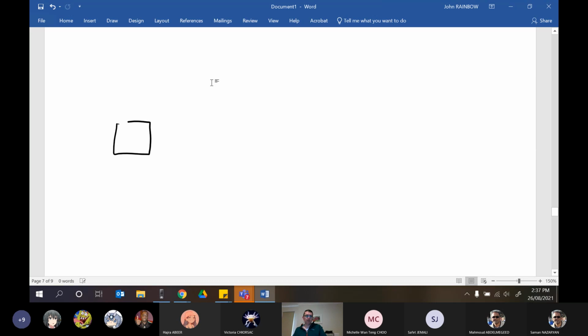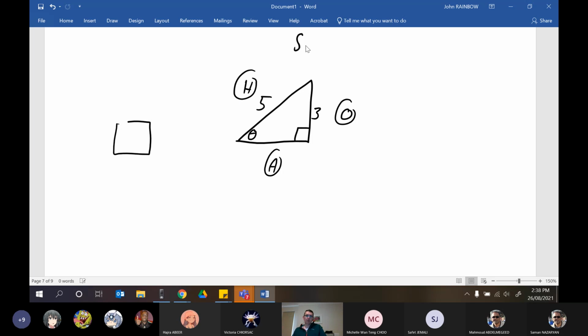I did want to show you this though. So what we need to do at the end of the day is, if you do have a right angle triangle and you're given an angle, and say that's 3 and that's 5, and I want to find out what the angle is, first thing, this is my opposite, that's my adjacent, that's my hypotenuse. We use the rule Soh Cah Toa.